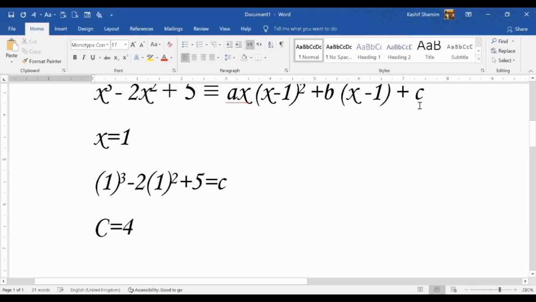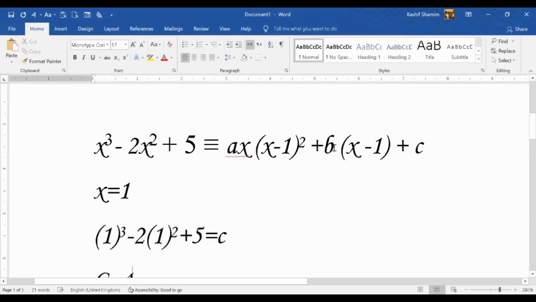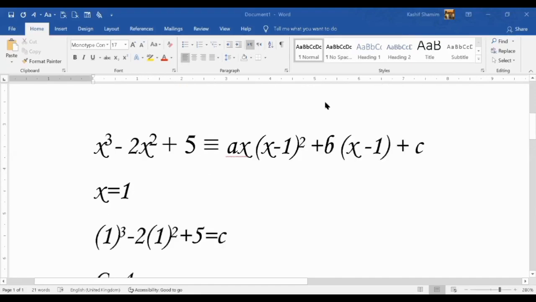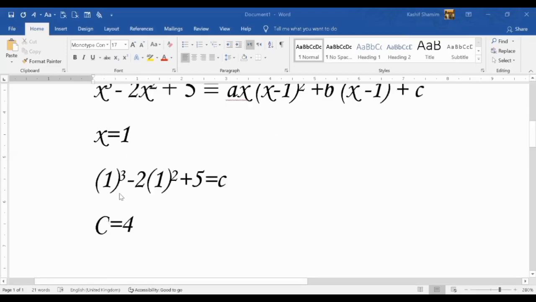Now that we have C, we can try to find out B because it's the next easiest term. So we will try to eliminate A now. This whole term, we want to eliminate this term now. How are we going to eliminate this term? We have the value of C as 4. So the next thing we do is to find the value of B, we are going to equate this to 0. How? We are going to take x as 0 now.